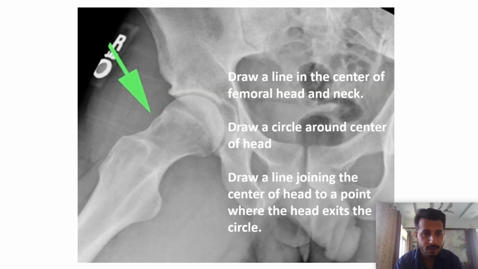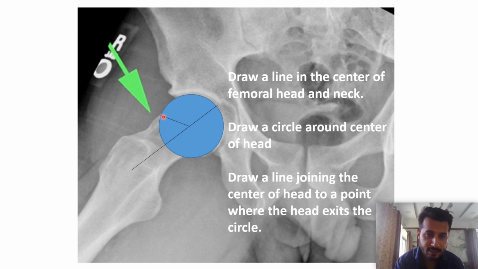Now this is a cross table axial view of the hip being examined. First I'll draw a line in the center of the femoral head and neck. I'll then draw a circle around the center of the head. I'll now draw a line joining the center of the head to a point where the head is just exiting the circle. So this angle formed is called the alpha angle.